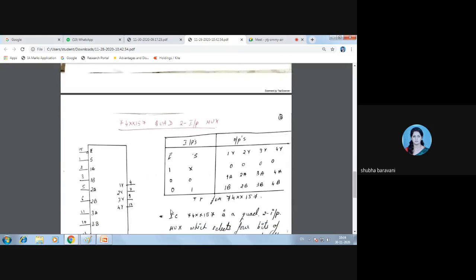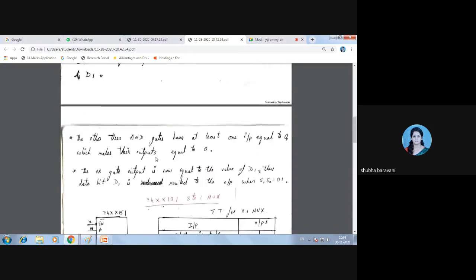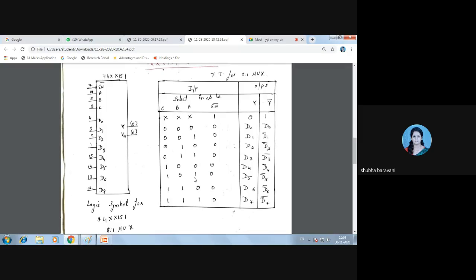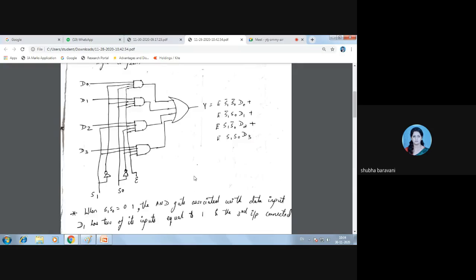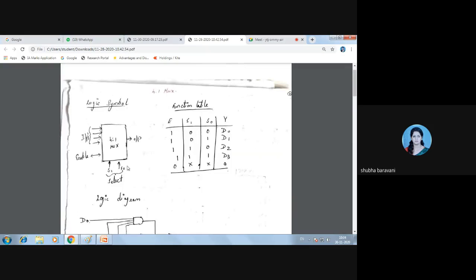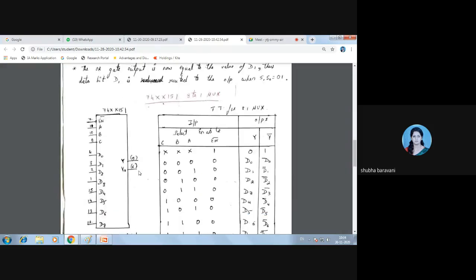Right? Okay, now this is your next IC. See, 74. The earlier IC was 74151, 8 to 1 mux. 4 to 1 mux is this. Now, 74157 is dual quad 2 input mux. Okay, quad 2 input mux.